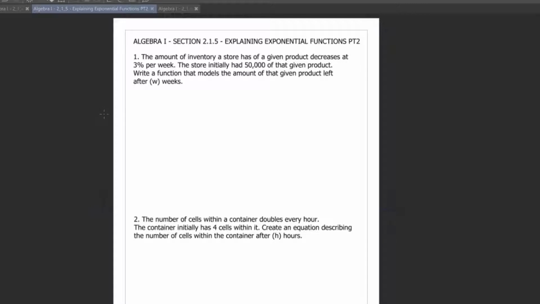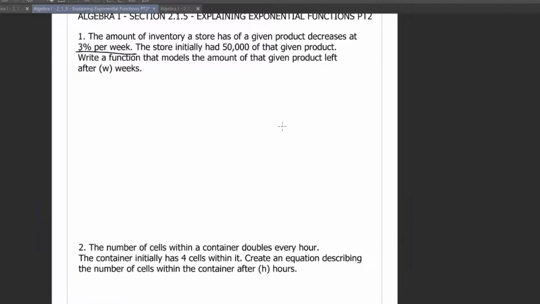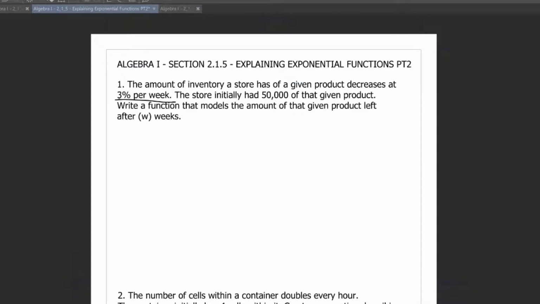So question 1 states, the amount of inventory a store has of a given product decreases at 3% per week. So let's underline that, 3% per week. Zoom in slightly so you can see better. The store initially had 50,000 of a given product. Write a function that models the amount of a given product after W weeks.